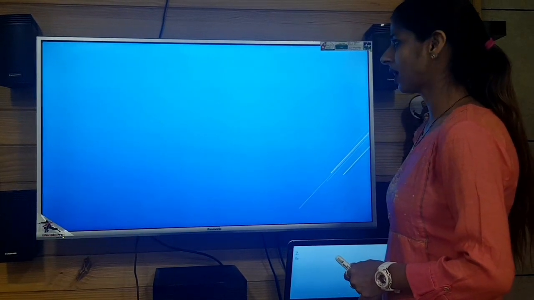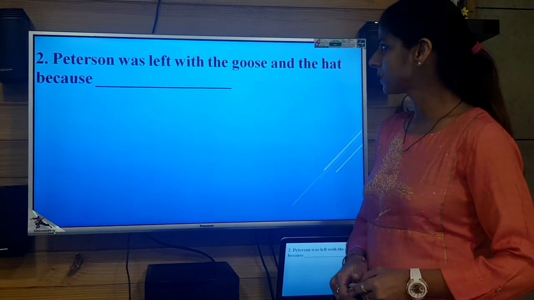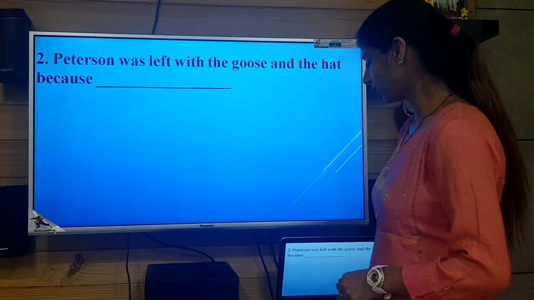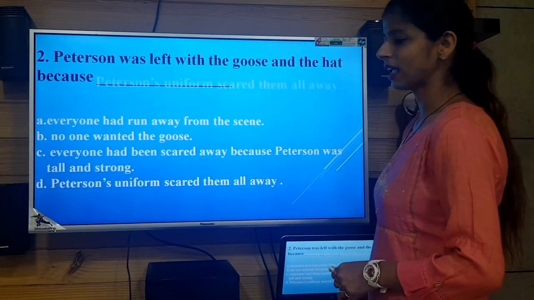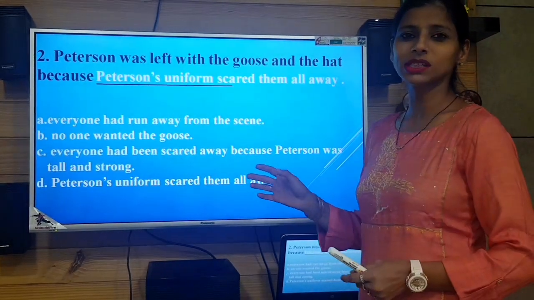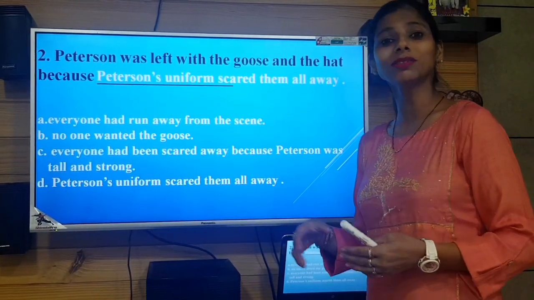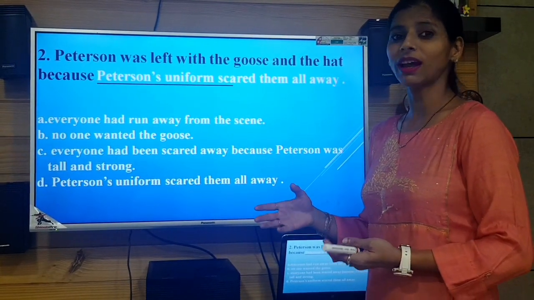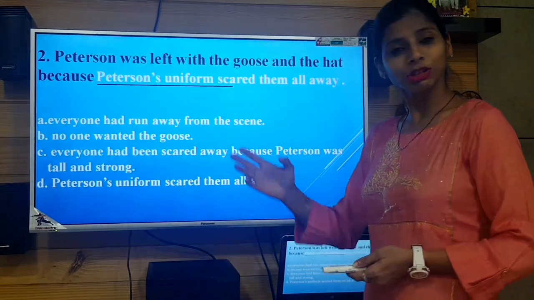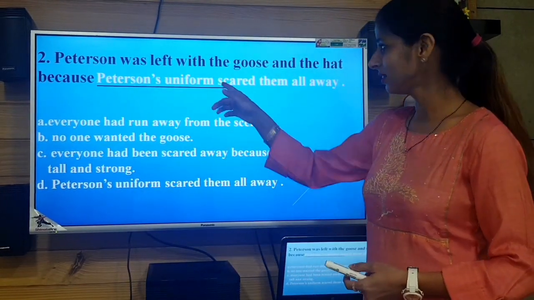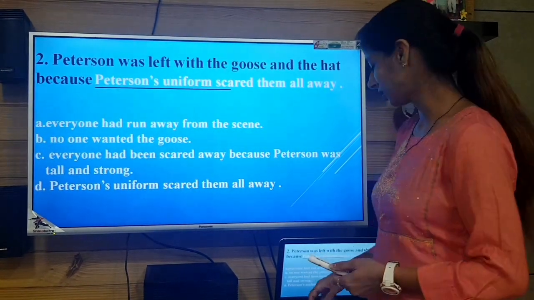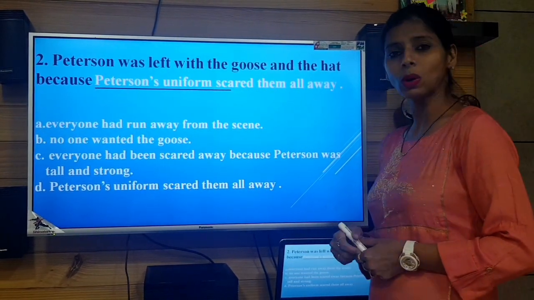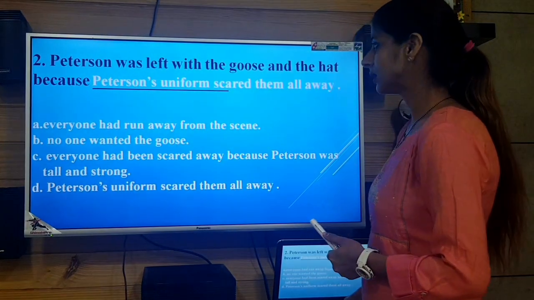So next we have, Peterson was left with the goose and the hat because... So what was the reason? Yes, because the man was scared because of his uniform, as he was a commissioner and he was in that uniform. So he was scared of that. You remember that? So this is the right option. Peterson's uniform scared them all away, right?